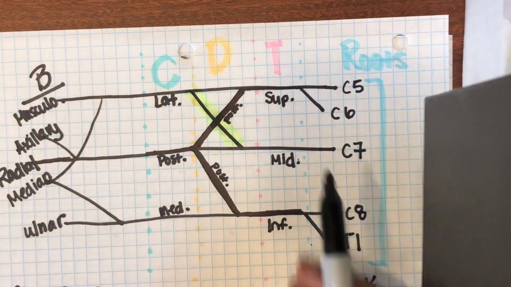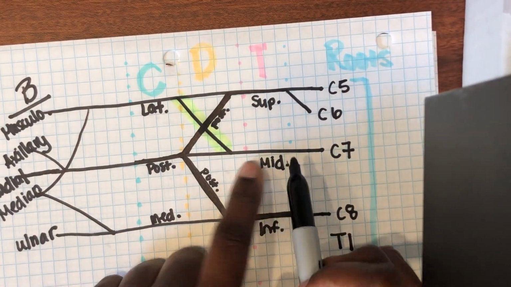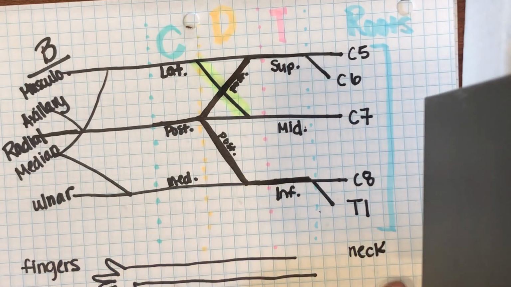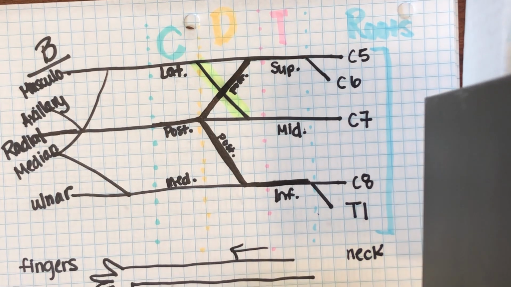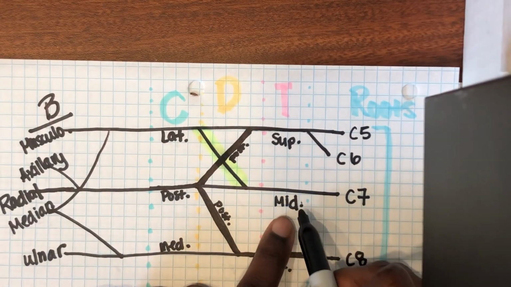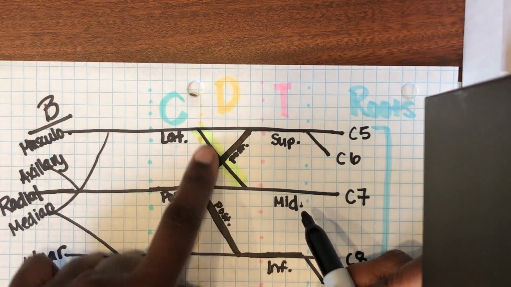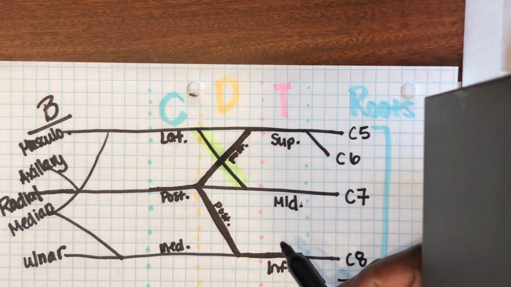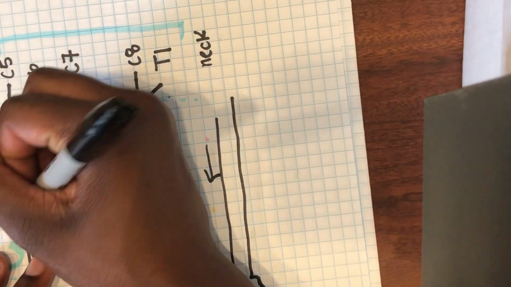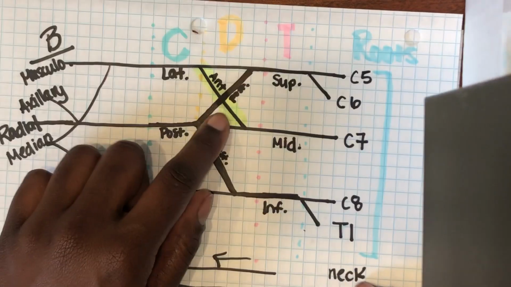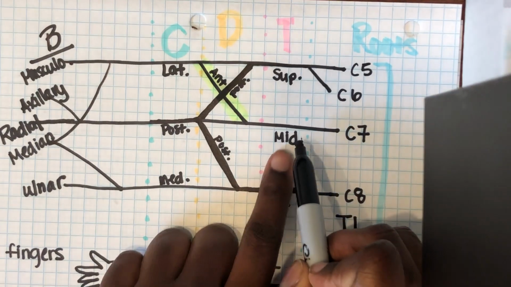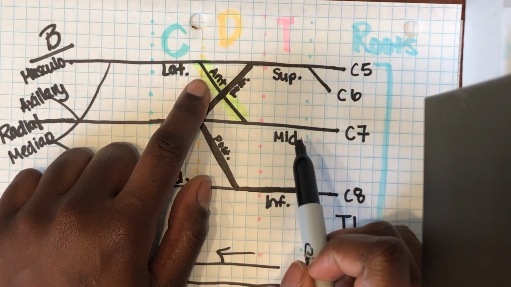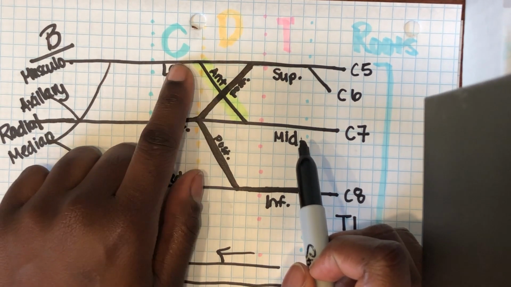So, our middle trunk, again, we're imagining information traveling from our neck all the way down to our fingers. It's a one-way pathway. Information is traveling this way, okay? So our middle trunk is going to give off a branch. And this branch is going to be our anterior branch, okay? So I'm going to write A-N-T. So this yellow branch right here is our anterior branch. So our middle trunk gives off a branch, an anterior division, okay?